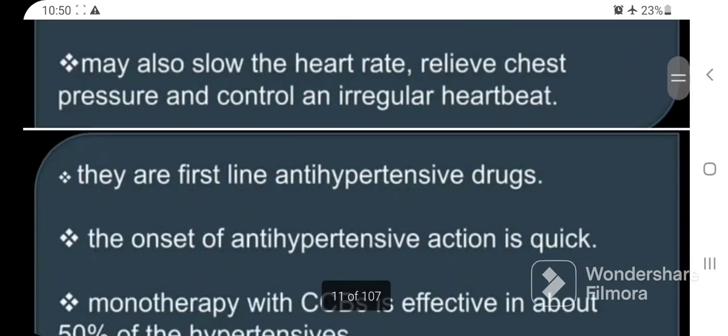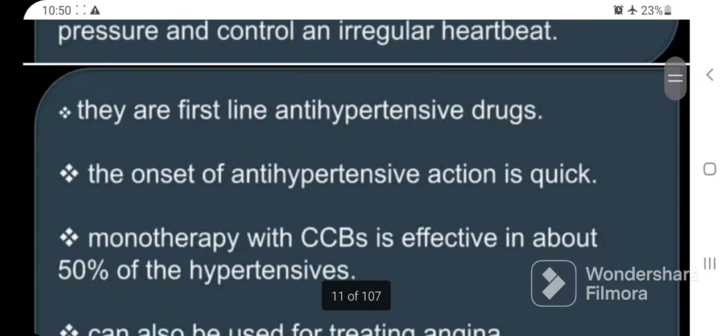Then the next point: they may also slow the heart rate, relieve chest pressure and control an irregular heartbeat. Yes, they are first line antihypertensive drugs. Which ones? These calcium channel blockers. If anyone is suffering from an increase in the BP, first we give this type of drug. Which one? Calcium channel blockers. The onset of antihypertensive action is also quick here.